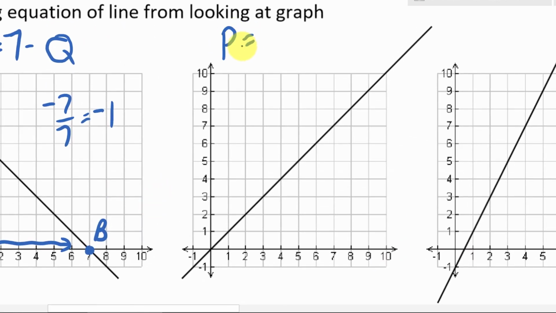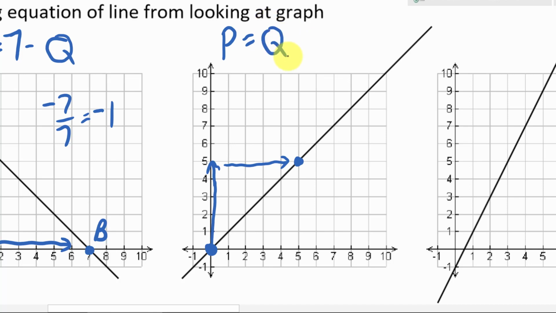P equals, or Y equals, it just depends on the scenario, but let's stick with P. We see the y-intercept down here is 0. So 0 plus positive slope, and pick any 2 points. Let's pick this y-intercept. Let's pick a point over here. Between those 2 points, we're going up 5. We're going over 5. So 1 is the slope. So P equals 0 plus 1Q, or much simpler, P equals Q.